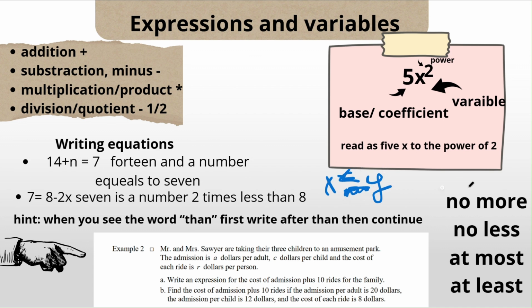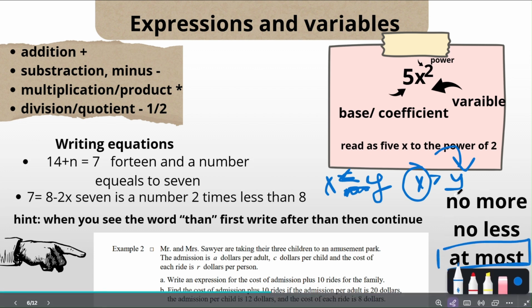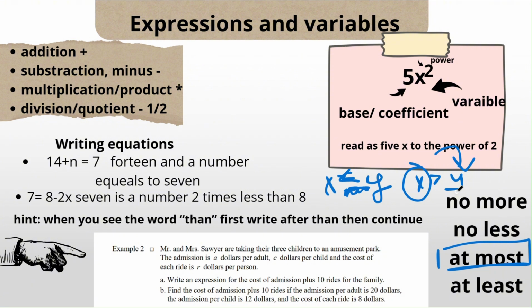And another case with this one, "no less" means, let's go with X here, X no less than Y, which means that X cannot be less than Y. So X is bigger than Y. From the meaning, we gotta know about it. And "at most" means that it's either equal or bigger than that.